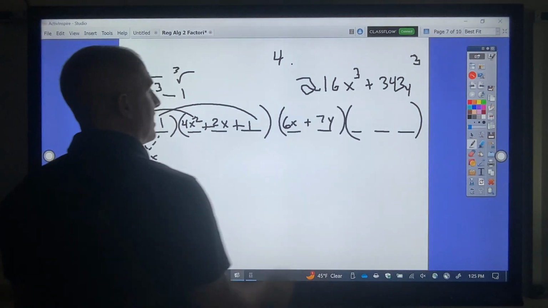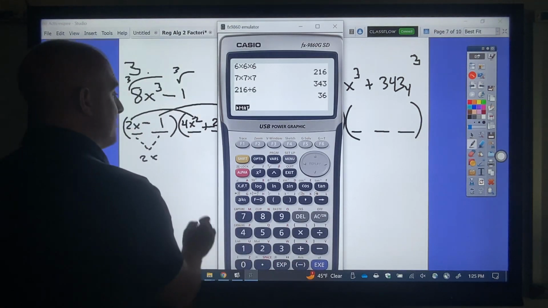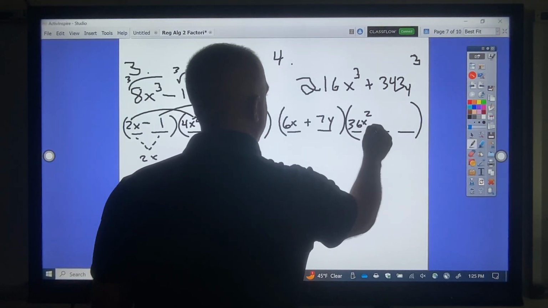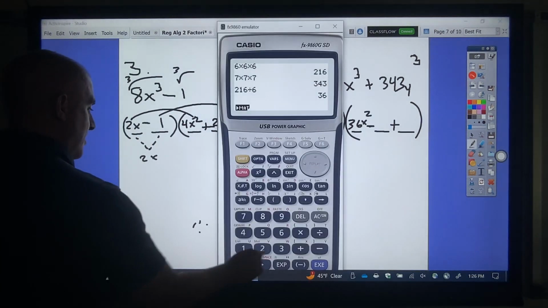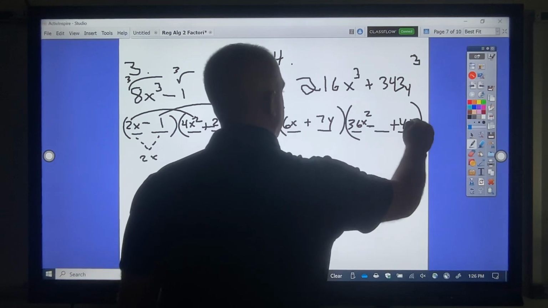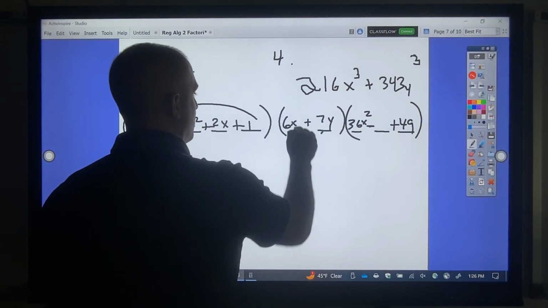This times this has got to give me 216. Well, I might divide myself. Yep, that's 36. Okay, x squared. That's going to be a minus. That's going to be a plus. 7 times what would give me that? 343 divided by 7. 49. To get the term in the middle, multiply those. 6 times 7 would be 42 with an x and a y.